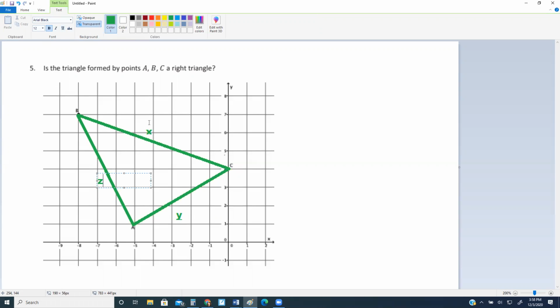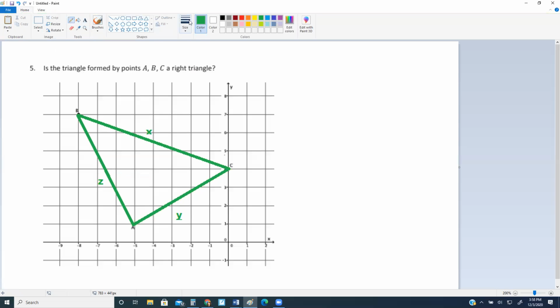So if this is a right triangle, which I don't know if it is or not, I can't tell by looking. That kind of looks like a right angle, but maybe it is, maybe it isn't. If it is a right triangle, then X is our hypotenuse. This is one leg, this is the other leg. So Y squared plus Z squared will equal X squared if this is a right triangle. The question is, what in the world are X, Y, and Z?